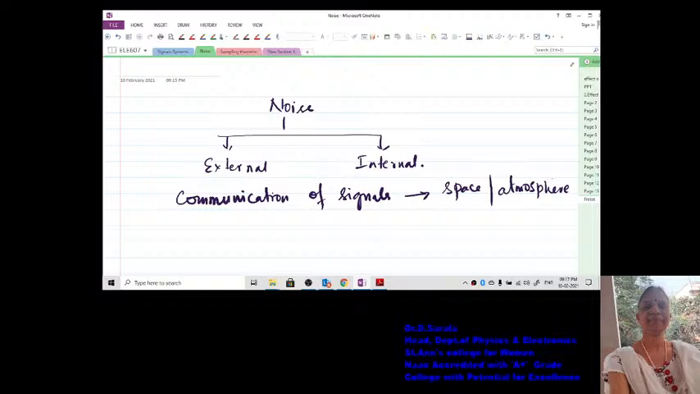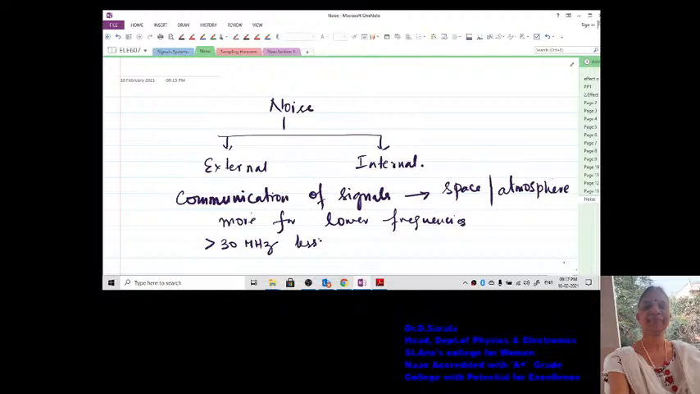So atmospheric noise becomes more pronounced for lower frequencies, whereas it becomes less as the frequency is increased. When the frequency is more than 30 megahertz, then the effect of this noise is small. So that is what we will be talking about.